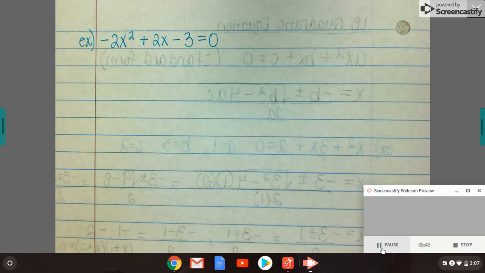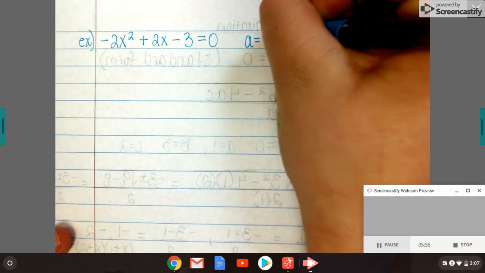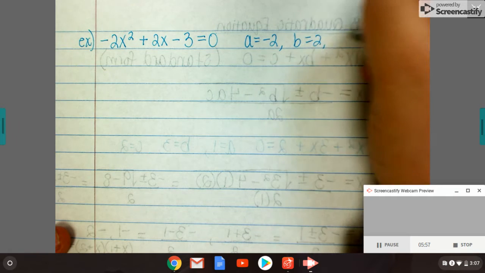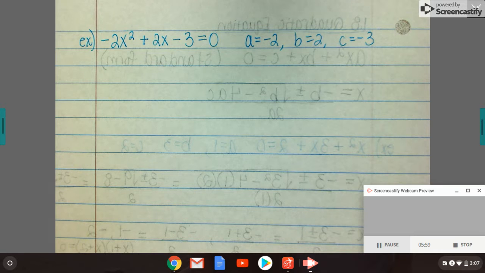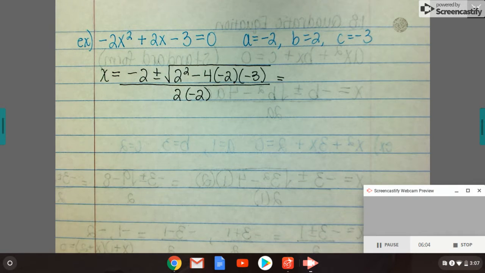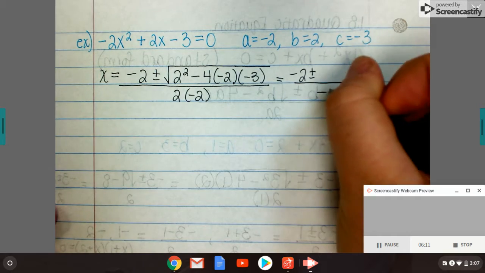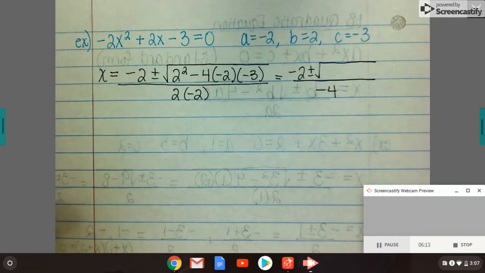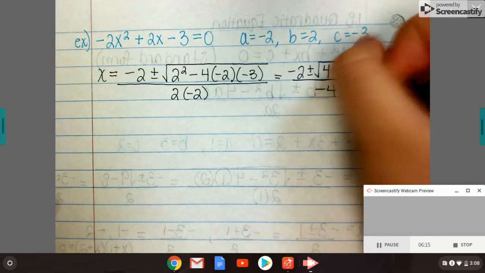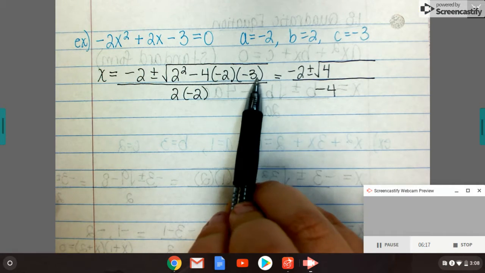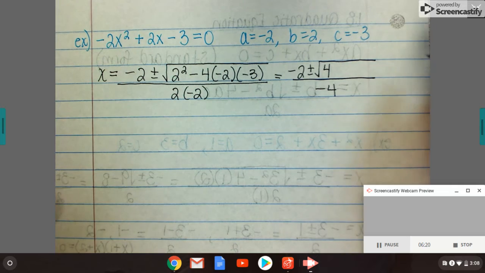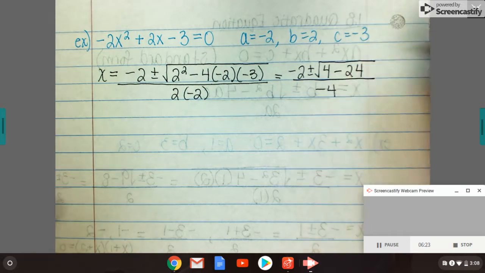All right, we've got -2x squared plus 2x minus 3. I've got my a term is -2, my b is 2, and my c is -3. Go ahead and plug it all into your quadratic equation next. All right, so now I've got everything plugged in. Let's simplify. So I've got -2 plus or minus the square root of, 2 squared is 4. 4 times 2 is 8. 8 times 3 is 24. And there's 3 negatives, so -24.